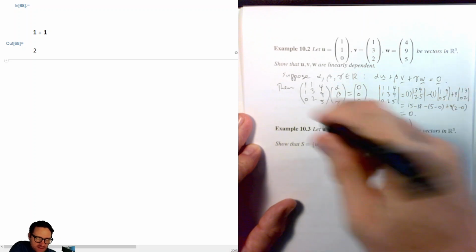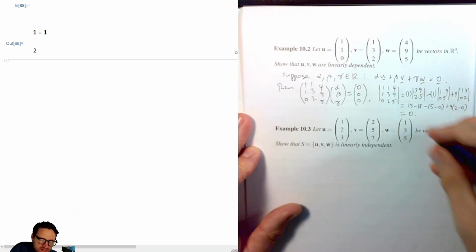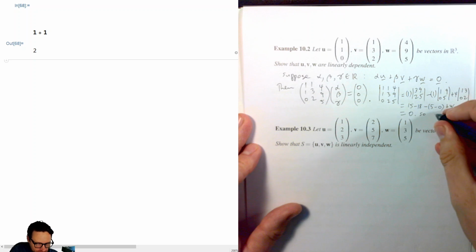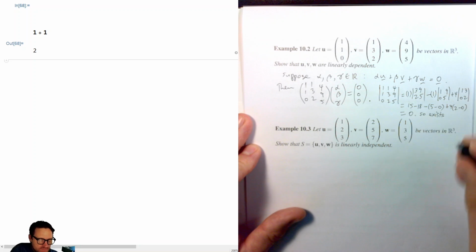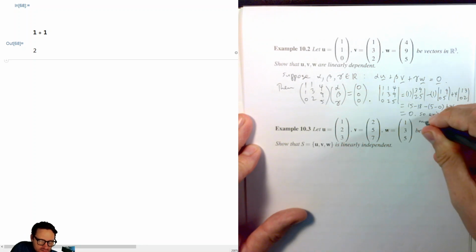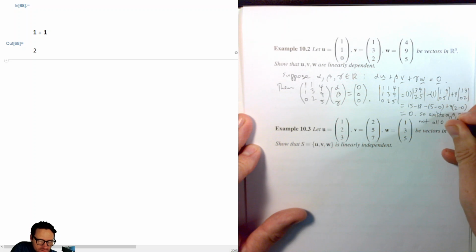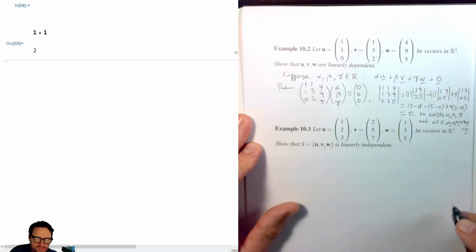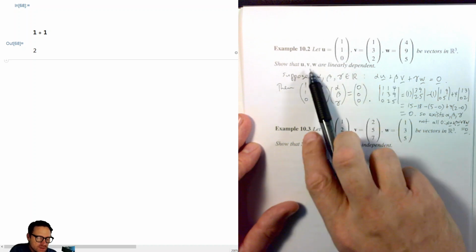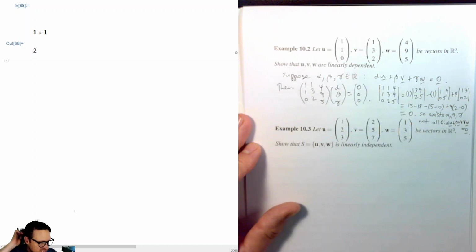Let's write that over here, and then I'll maybe do a row reduction there. So there exists alpha, beta, gamma not all 0 such that alpha u plus beta v plus gamma w is the zero vector. Okay, in other words, those three vectors are linearly dependent.